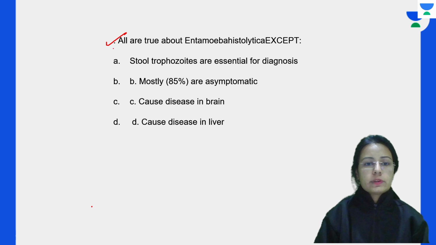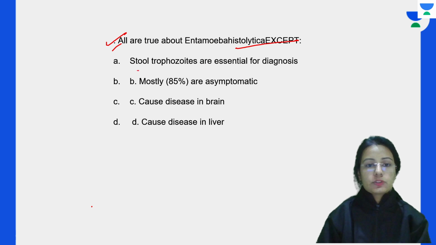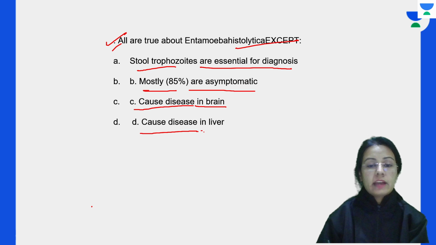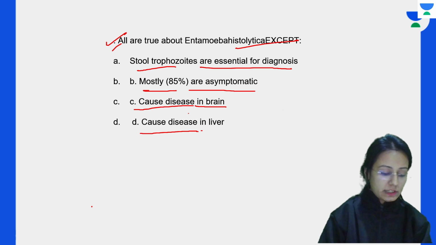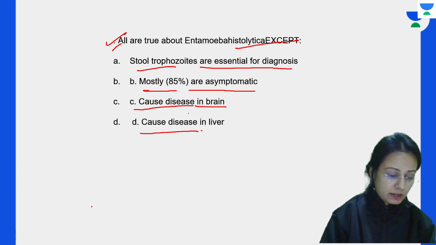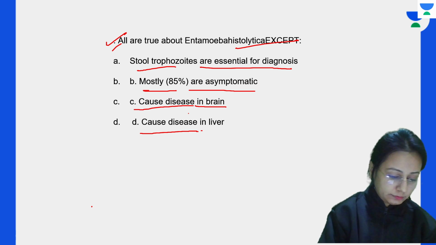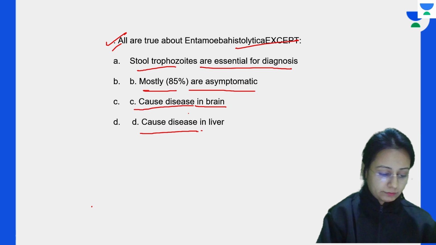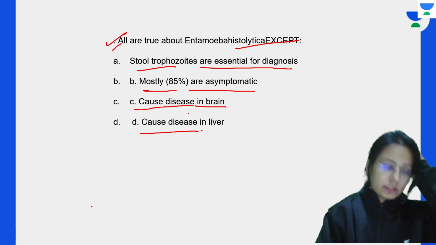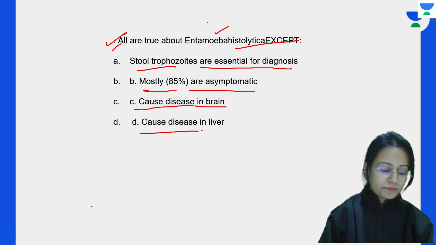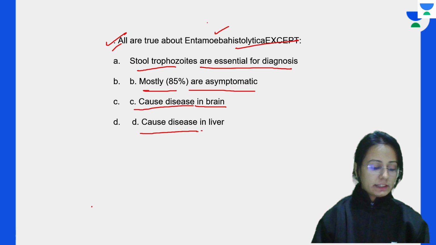Now, starting with the first question: all are true about Entamoeba histolytica except that stool trophozoites are essential for the diagnosis. Mostly 85% are asymptomatic, it causes disease in the brain and causes disease in the liver. So, which of the following statements is not true regarding Entamoeba histolytica? Take 10 to 15 seconds and let me know the answer.